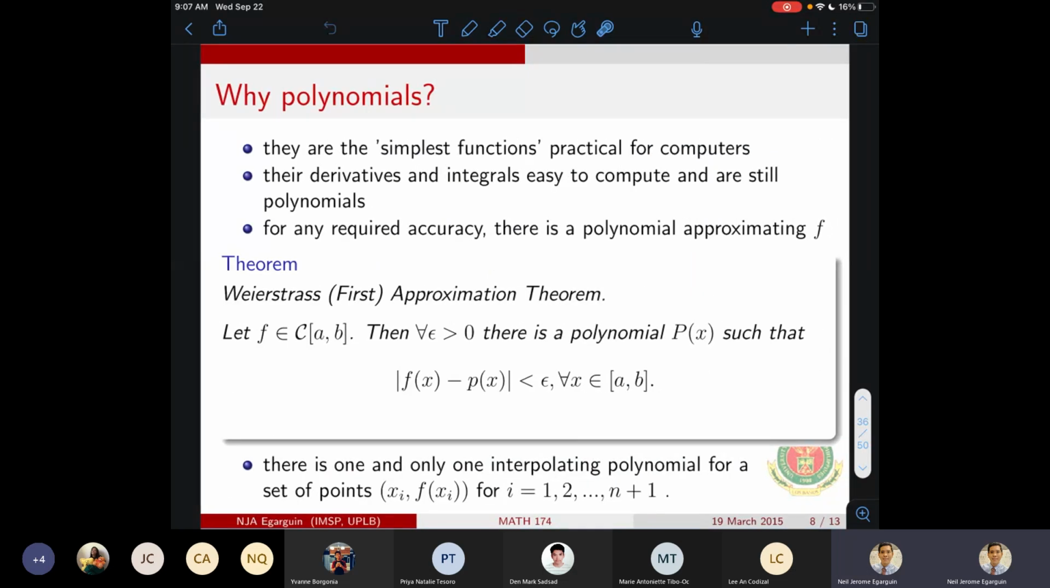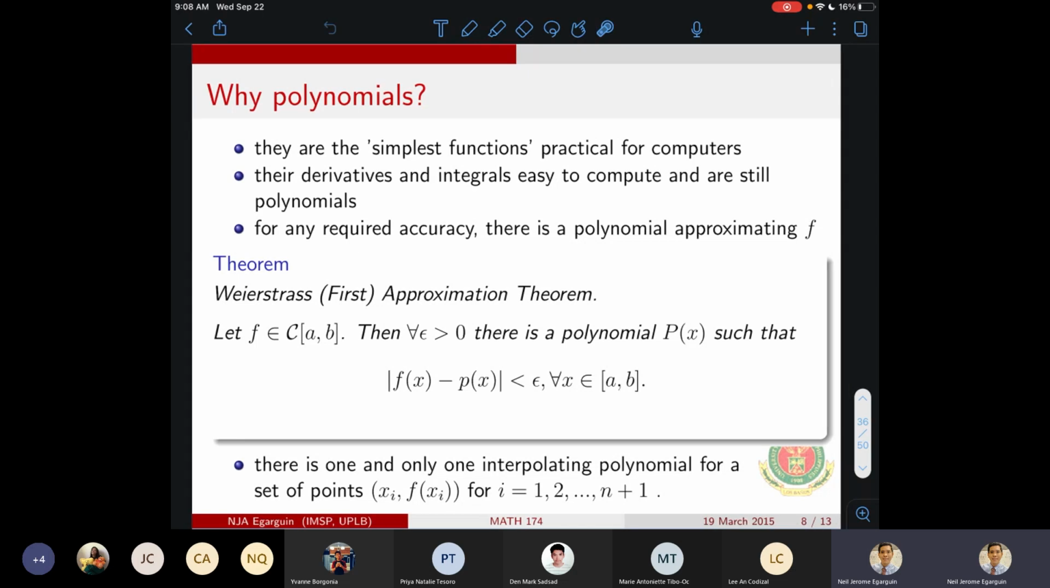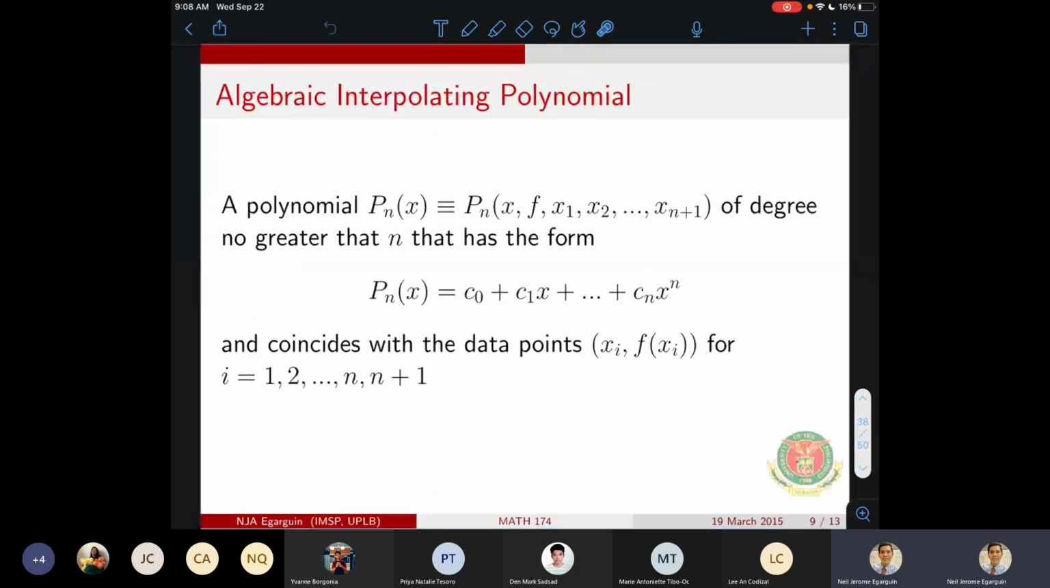And then, if we go into polynomial interpolation or finding an interpolatory polynomial, kahit napakaraming approximating functions for a certain function f, okay? Meron lamang isa. There is one and only one interpolating polynomial for a given set of data points. So ibig sabihin, unique yung interpolating polynomial for a set of data points. And formally, I will define here what an algebraic interpolating polynomial is.